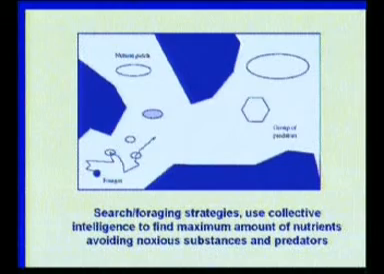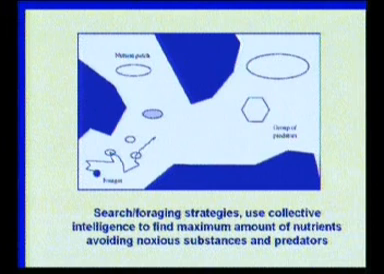So obviously the foraging strategies followed by natural creatures lead to optimization. This optimization is necessary for sustaining their lives, and we are there to imitate these techniques to do certain things. Such foraging strategies use collective intelligence to find the maximum amount of nutrients, avoid noxious substances, and predict predators.